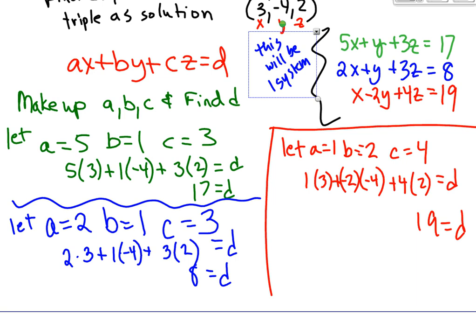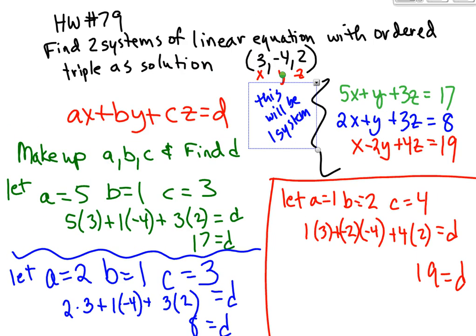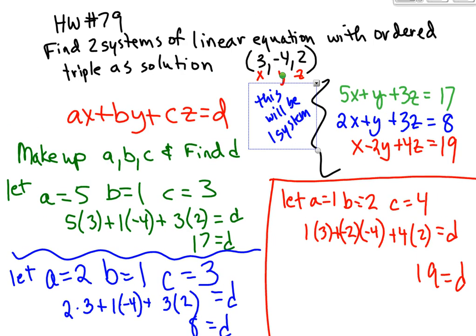So that's a unique question, though. Do you agree? It's different than everything that we've had. Before, we've had a system and we've had to find the solution. And now they're giving us a solution and we have to find the system. And so this is one system. And on the homework, it asks you to find 2 systems. So then you just make up your own A's, B's, and C's, find D, and you've got it.